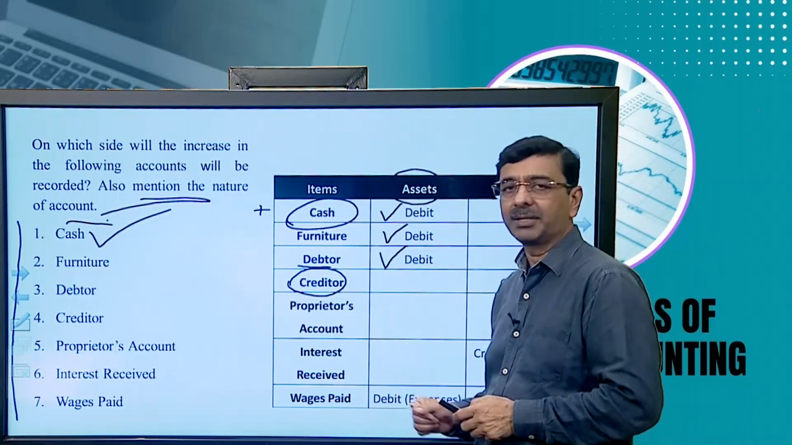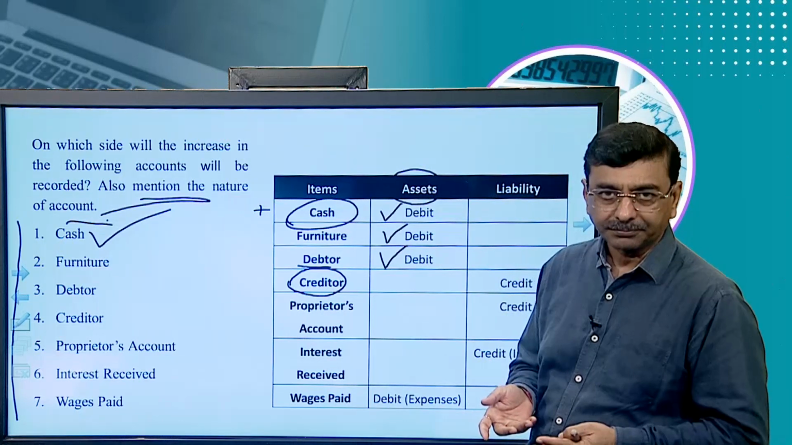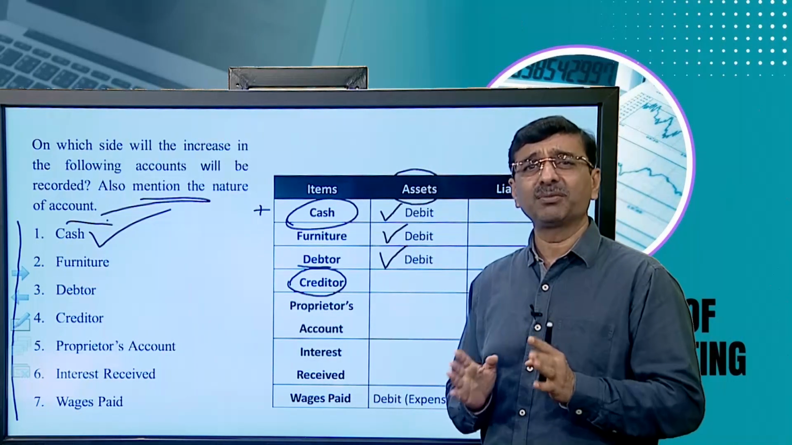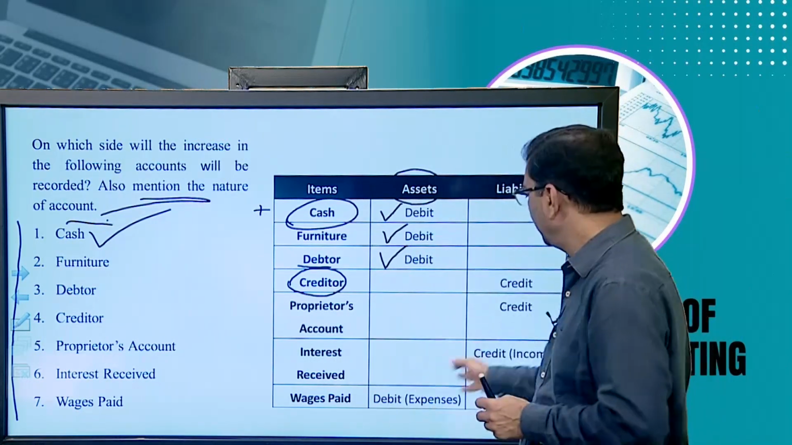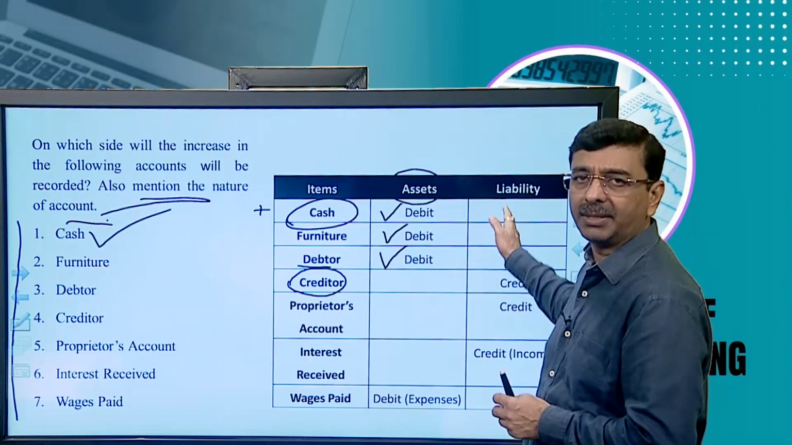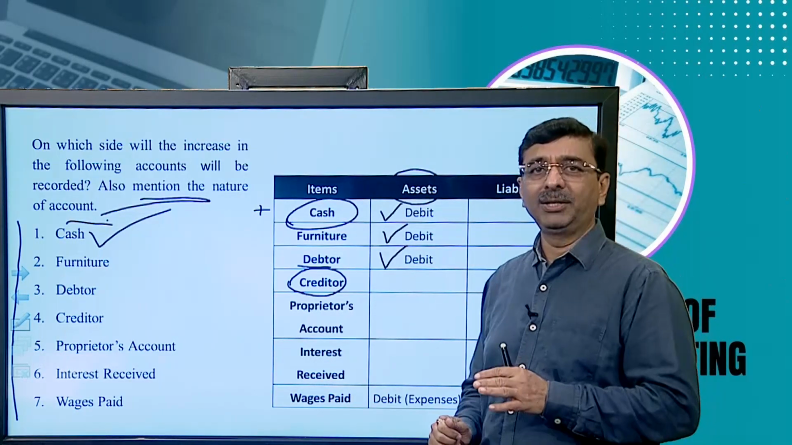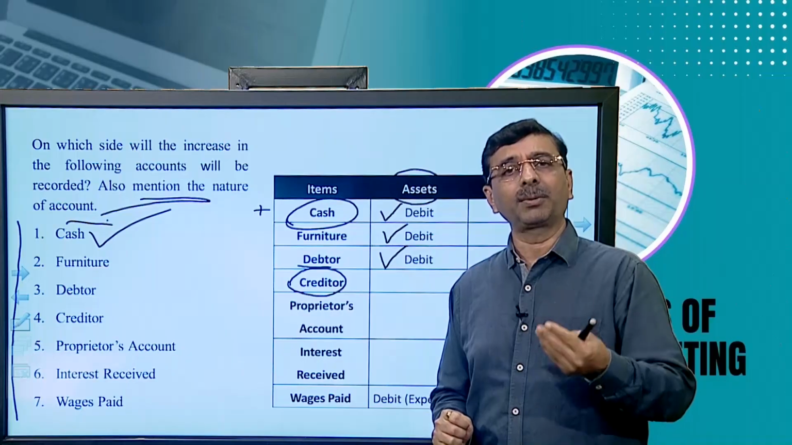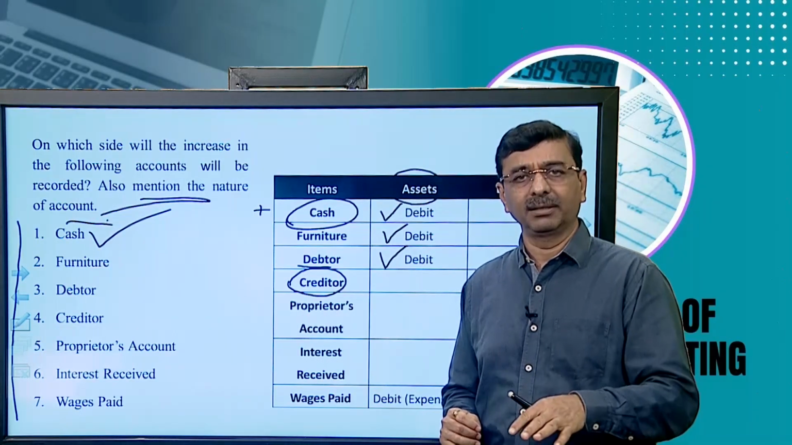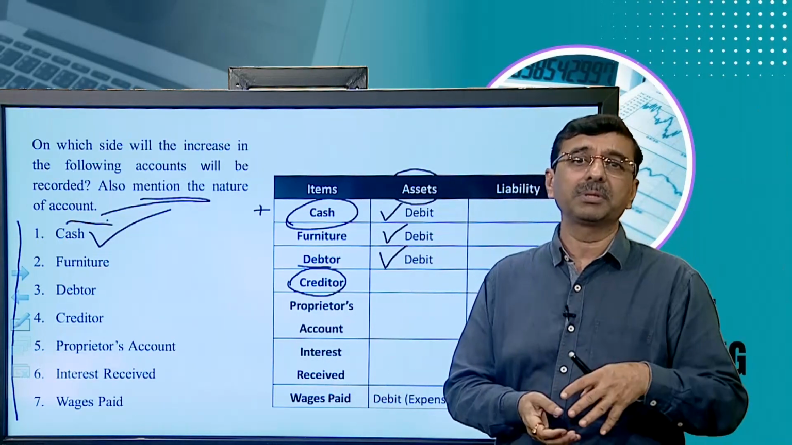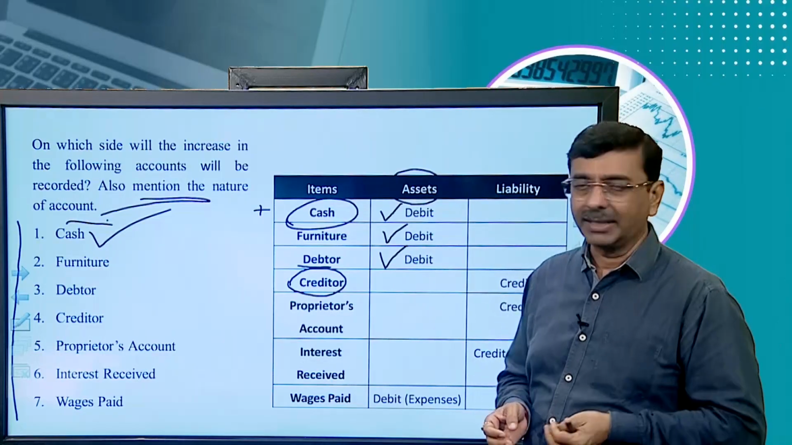Next is proprietor's account. Proprietor's account means it's capital. So the basic nature of the proprietor's account is credit. It has to be considered as a credit, liability side. When the proprietor brings capital into the business, it's credit. But when they withdraw the capital from the business, it's reversed, it is debit.